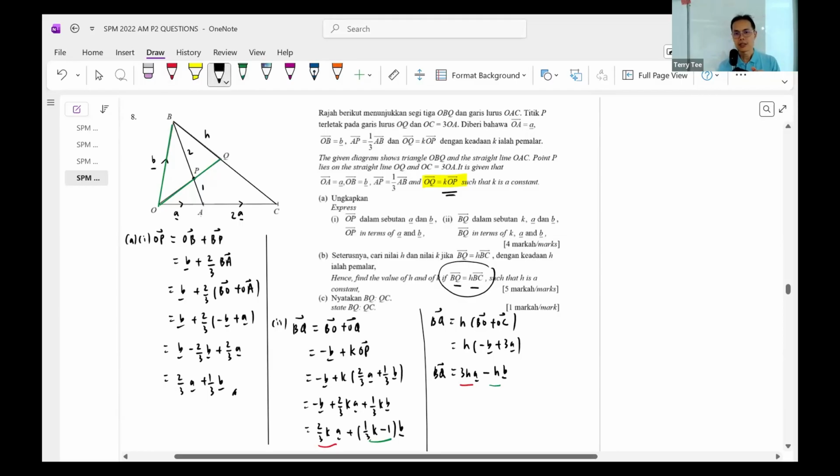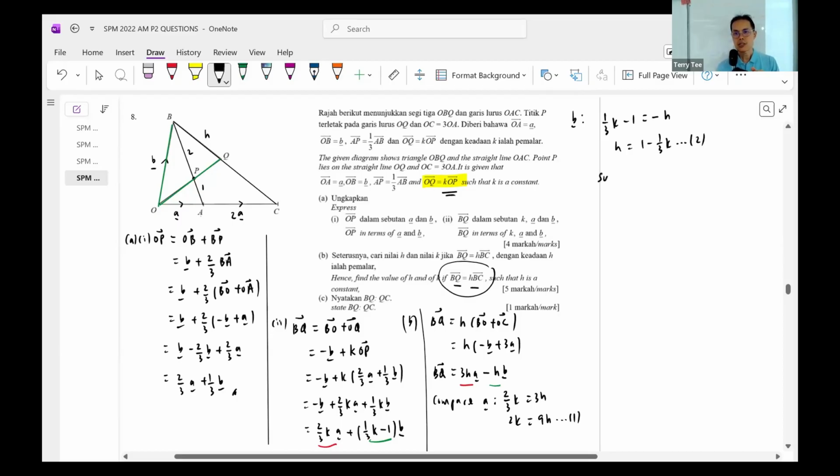Okay, so let us start by comparing. This is part B, comparing coefficient of A. 2 over 3K is 3H. I think I just write 2K equals 9H, equation 1. Then I compare vector B, the green one. So we know 1 over 3K minus 1 equals minus H. Transfer the negative over, H is 1 minus 1 over 3K, equation number 2.